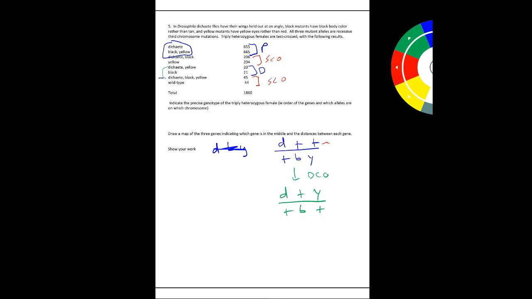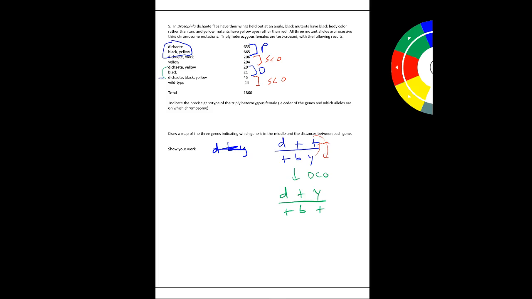So which guys switch sides? To go this way, it looks like yellow switched sides, because now yellow is up here with D. It seems like the last couple of examples it's been the third one that's jumped up. It's not always that way. That tells us that Y is in the middle.